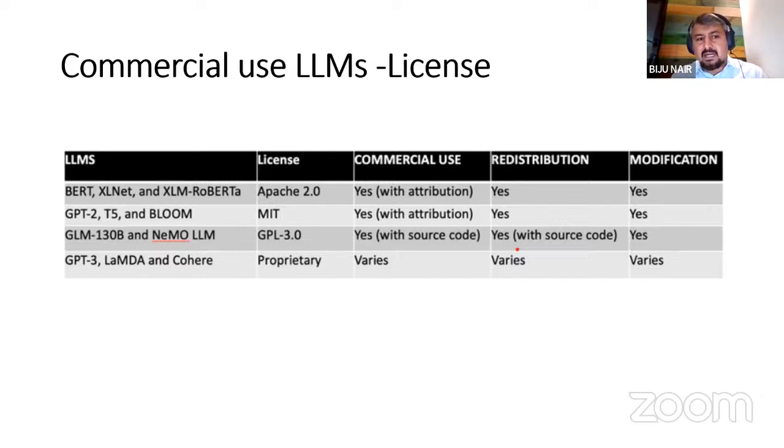Okay, so let's see GLM 130B and NeMo LLM. This is under GPL 3. So the commercial use, you can do it, but with source code. Redistribution you can do, but you have to provide source code. And this obligation applies to everybody who is using this software. So you might be providing these large language models to your customers, your clients. However, down the chain, they all have this obligation. So sometimes it may not be conducive for their usage.